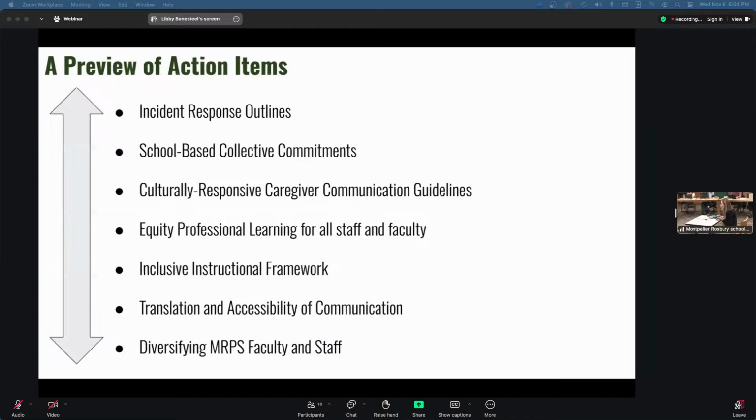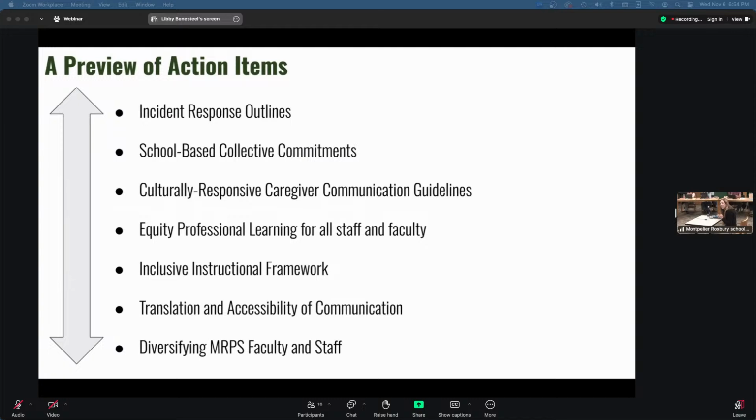So, a preview of some of the action items, if you didn't have time to read the draft. Thinking about smaller-scale things, like how do we make sure that we have an incident response outline? So if an incident of harm happens, we have a consistent and known and expected way to tend to that. Thinking about school-based collective commitments.